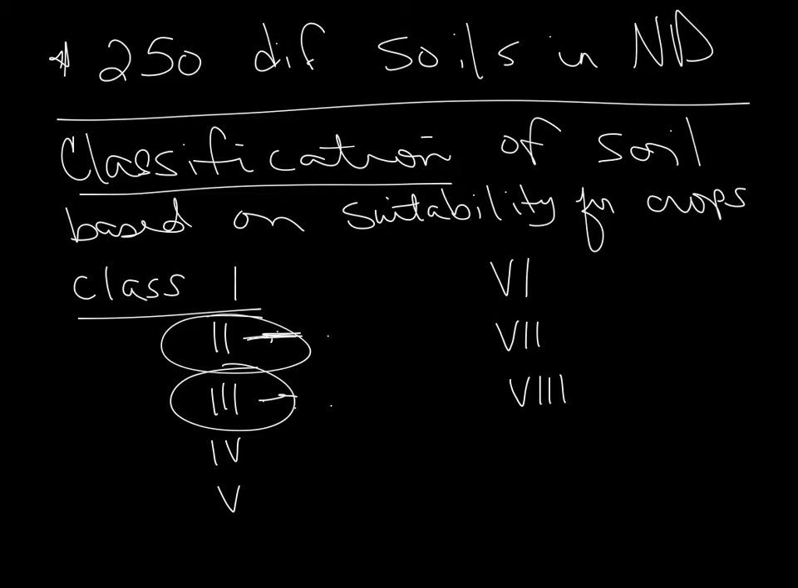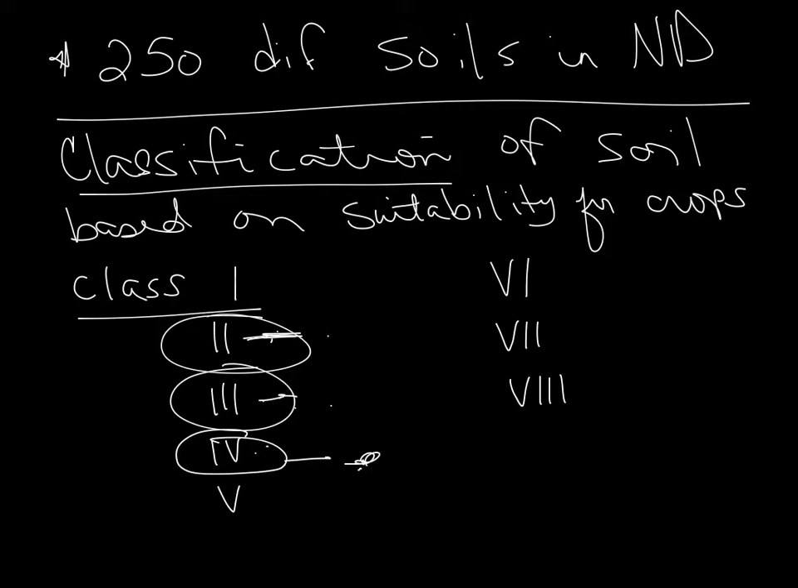Then we get to class 4 soils. These may be cultivated for crop production with some degree of safety, but they require a lot more care and the application of more conservation practices than class 3. So class 4, we're getting even harder to maintain their quality. So harder to prevent erosion, harder to keep them producing good crops.